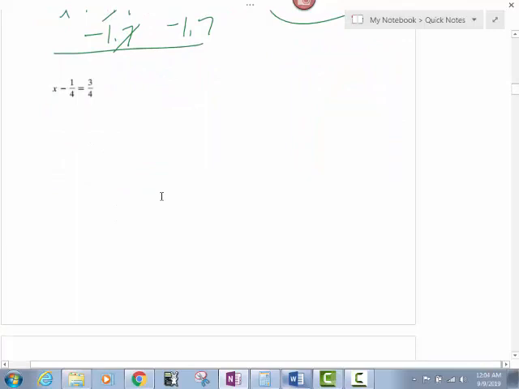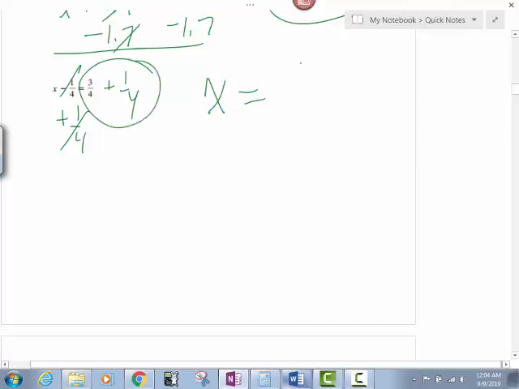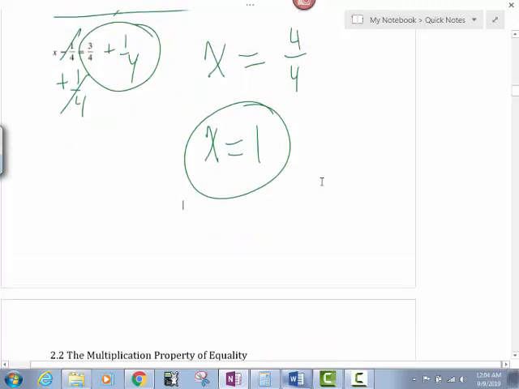And the next problem I have here, x minus 1/4 equals 3/4. Since we're subtracting right now, remember what we're going to do. We're going to add. We're going to do the opposite. So this minus 1/4 and that positive 1/4 will cancel. Over here, we're adding those two fractions together. So 3/4 plus 1/4 will give us 4/4. And finally, 4 divided by 4 just leaves us with 1. And that's section 2.1.